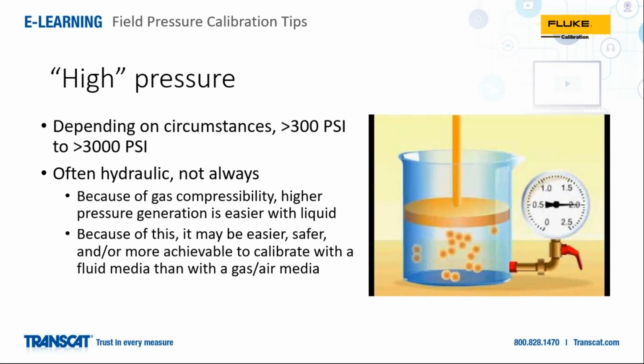For high pressure, depending on circumstances, this is something anywhere greater than 300 to greater than 3,000 psi. This is a boundary at which point folks will often be switching over to hydraulic media, not always, but often, because a gas is compressible, so higher pressure generation is easier with liquid, and because of this, it may be easier, safer, and or more achievable to calibrate with a fluid media in the field or on site than with a gas or air media.